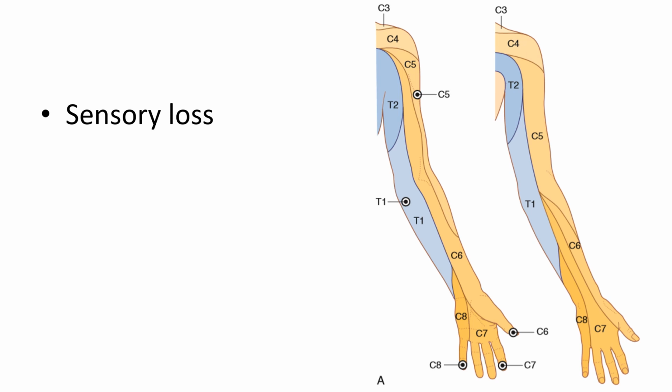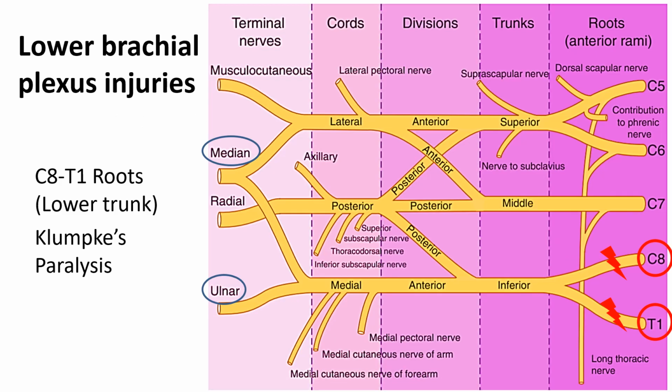And as we would expect, the sensory loss in upper brachial plexus injury will follow a dermatomal arrangement because we have C5 and C6 injury. So there will be a sensory loss in C5 and C6 dermatomes.